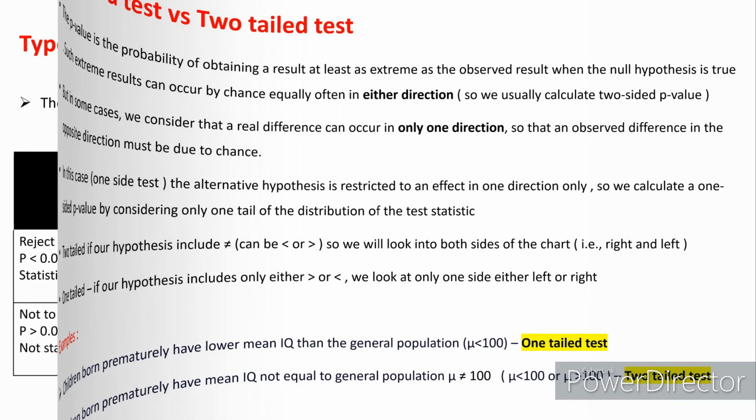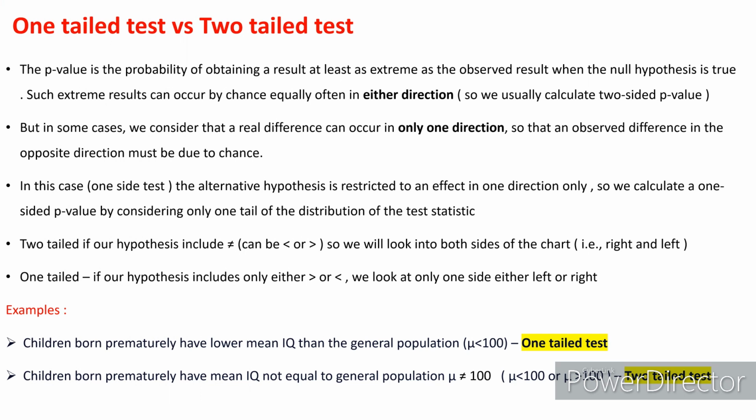And now let's see the difference between one-tailed and two-tailed tests. The p-value is the probability of obtaining a result at least as extreme as the observed result when the null hypothesis is true. Such extreme results can occur by chance equally often in either direction, that means right and left. So we usually calculate a two-sided p-value. But in some cases, we consider that the real difference can occur in only one direction, so that an observed difference in the opposite direction must be due to chance. In this case, that means a one-sided test, the alternate hypothesis is restricted to an effect in only one direction. So we calculate a one-sided p-value by considering only one tail of the distribution of the test statistic.